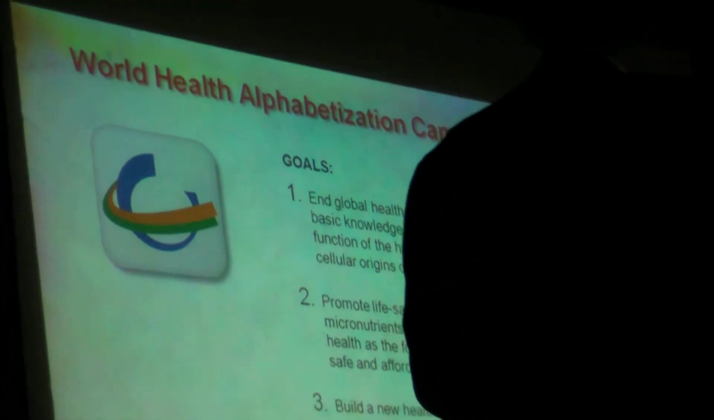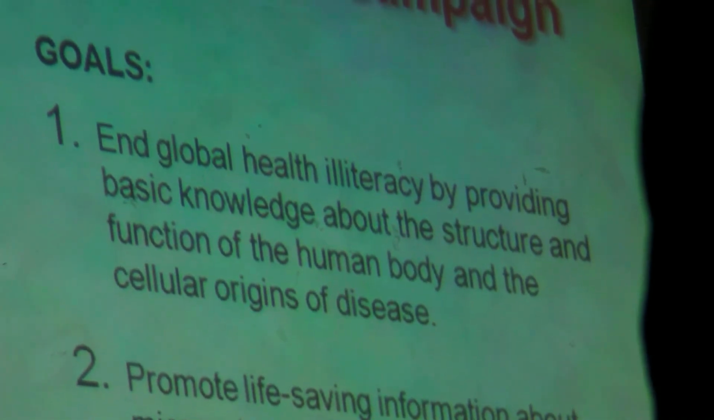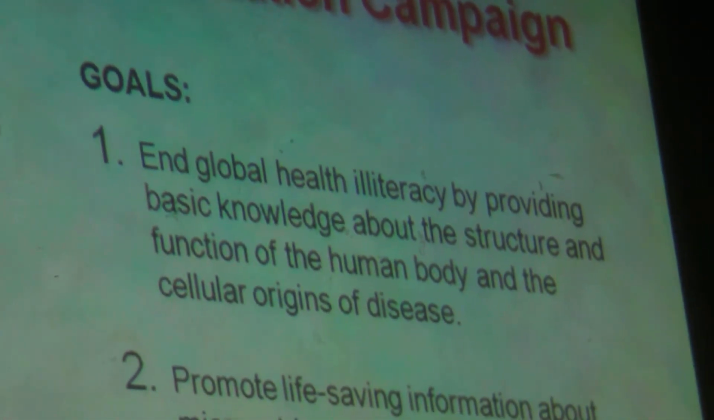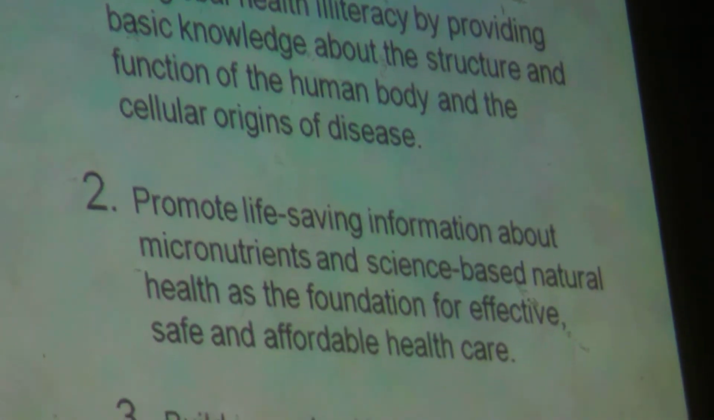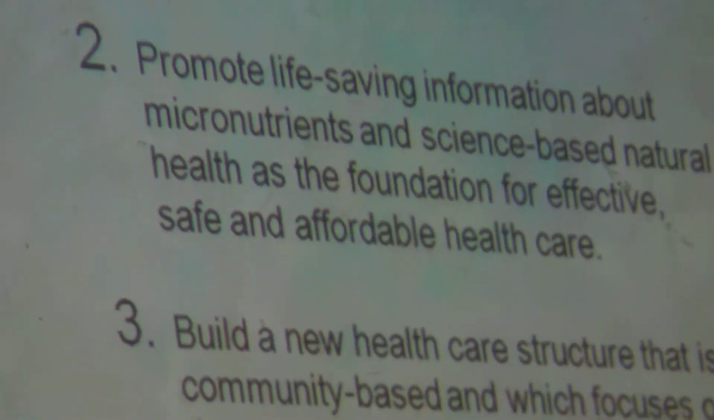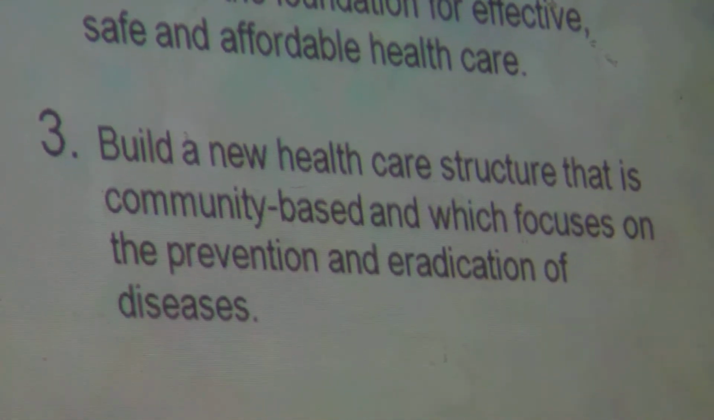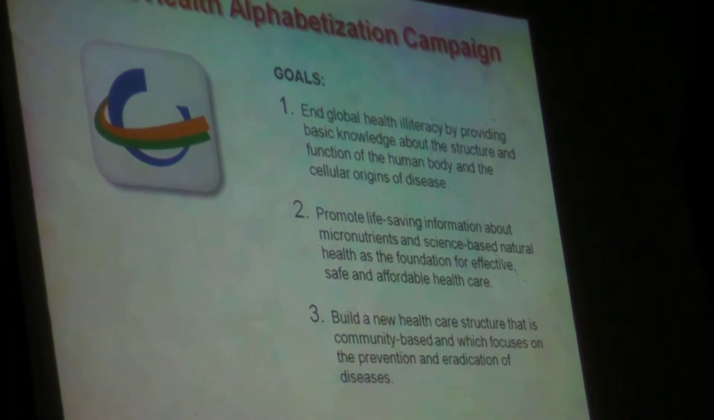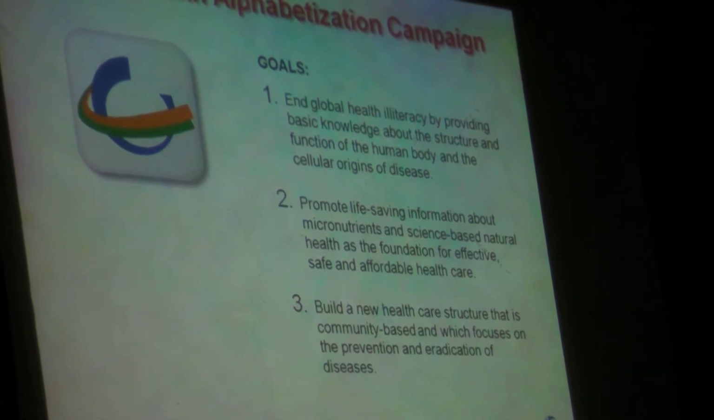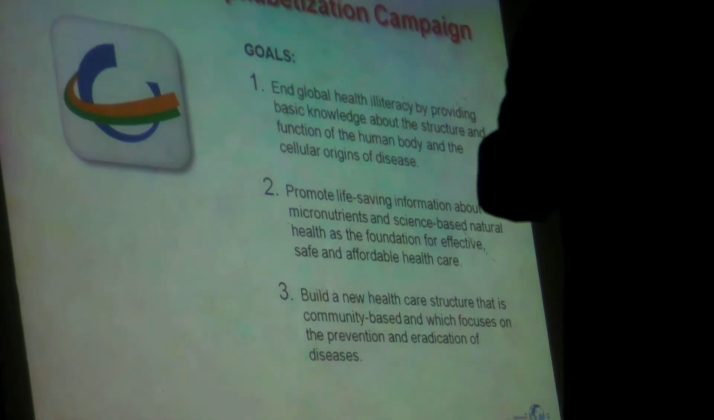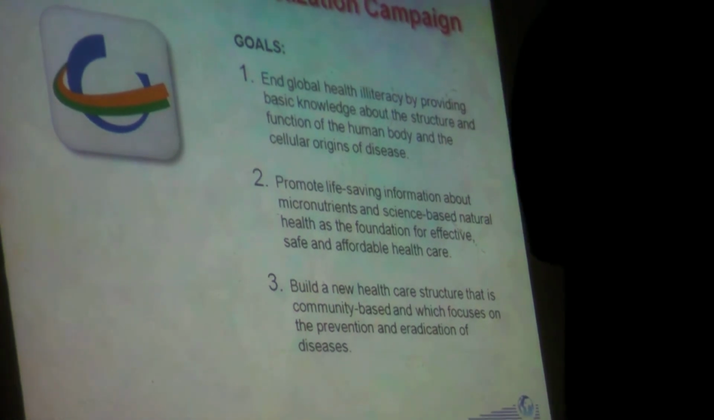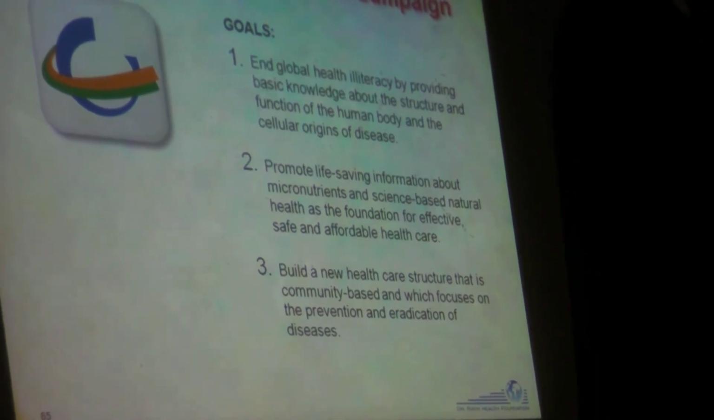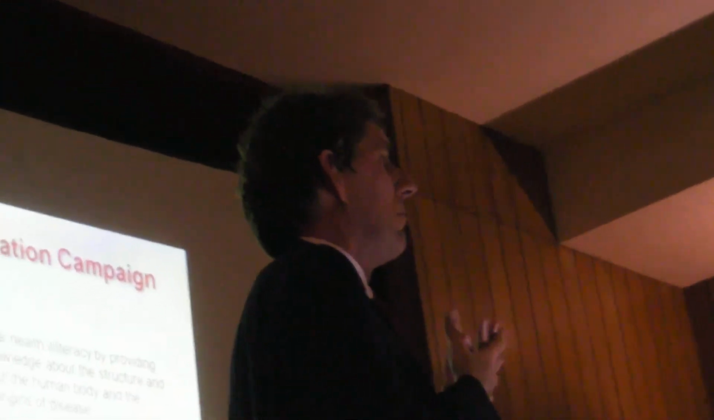There are 5 parts to this campaign, our World Health Alphabetization campaign. 5 goals, in fact. Goal number 1, I guess I just said it already, is to end global health illiteracy. And to do this by providing basic knowledge about the structure and function of the human body and the cellular origins of disease. The fact that disease starts at the cellular level, and if it's allowed to run unchecked, this is when problems appear with organs. But the message about the cellular origins of disease is key to this, because life-saving information about micronutrients and science-based natural health has to be available to everybody. This has to be the foundation of a safe and effective and affordable healthcare system.